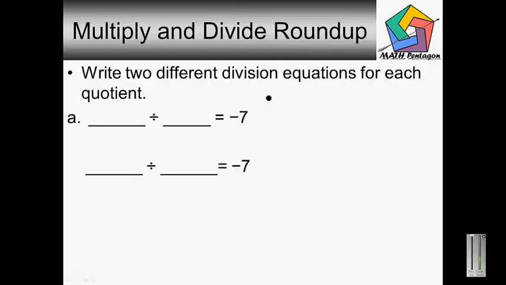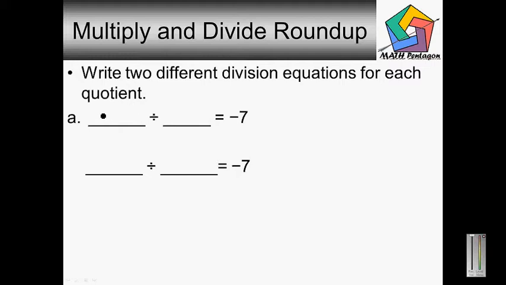Multiply and divide Roundup. Write two different division equations for each quotient. Okay, so we have an answer of -7. How do we get that? Well, one of our factors has to be negative.